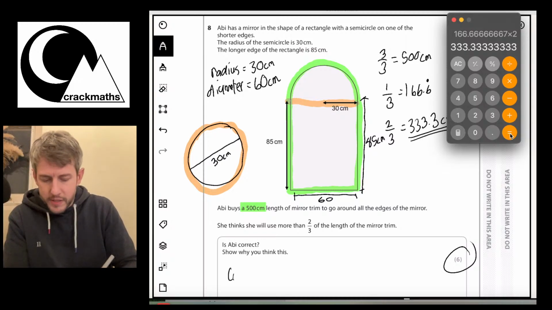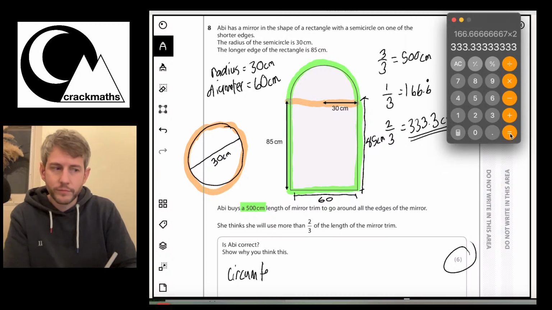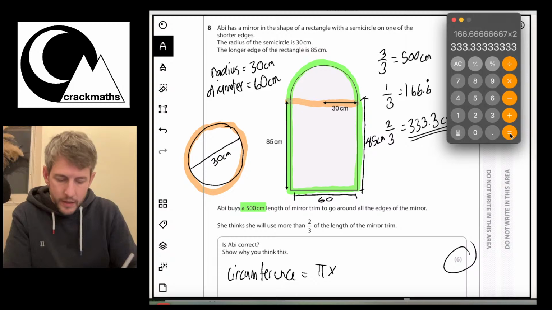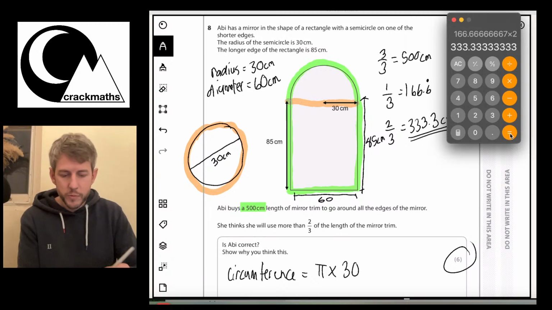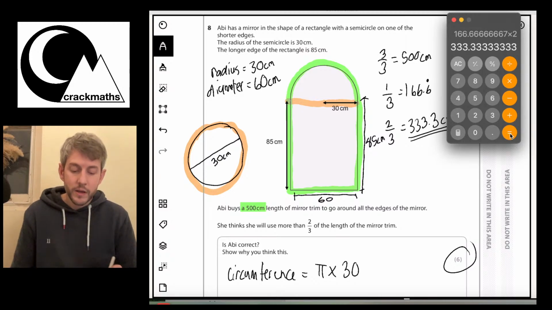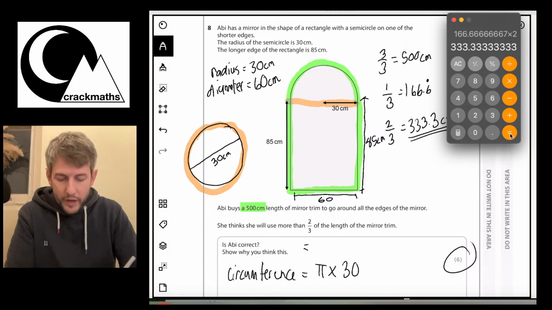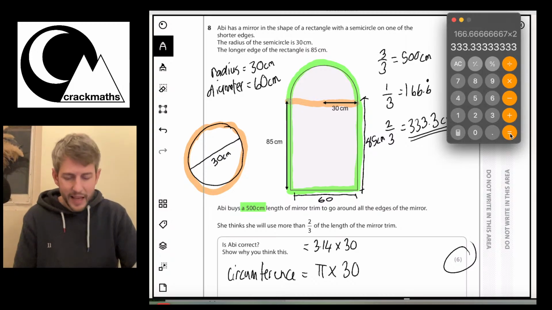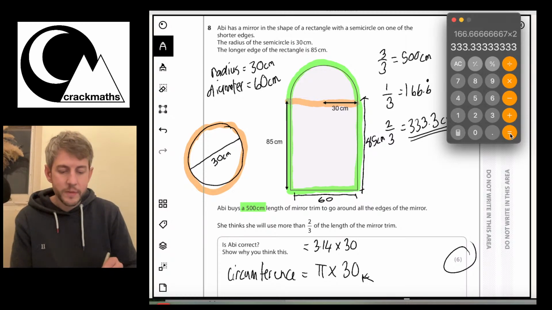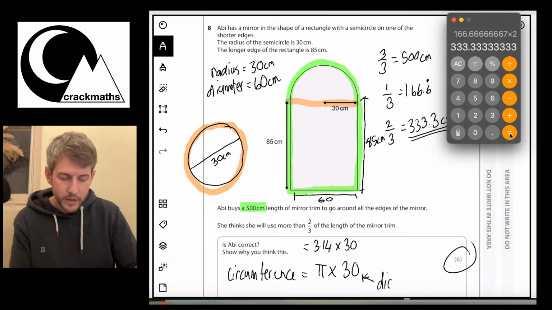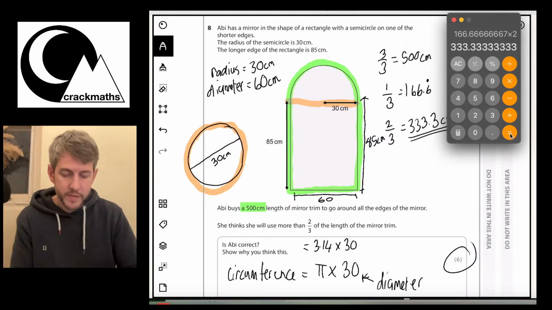So circumference equals pi times 30. Now, in functional skills maths, we always use pi as 3.14. So the circumference will equal 3.14 times 30. And I said that's the formula. The 30 is the diameter. So the formula is pi times diameter. So in this case, it's going to be pi times 30, which is 3.14 times 30.